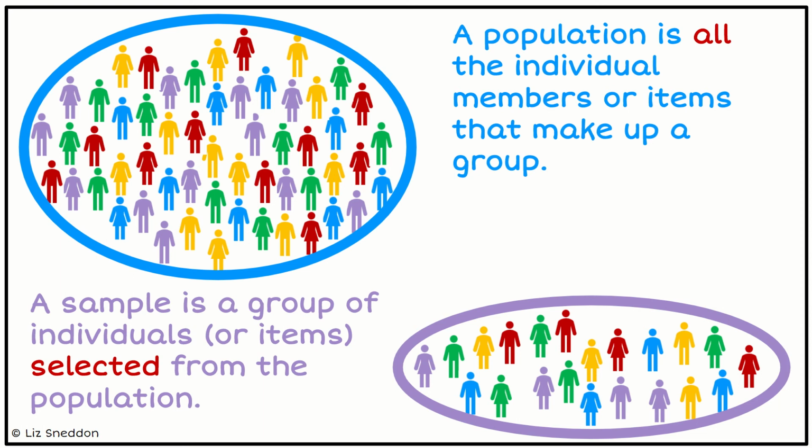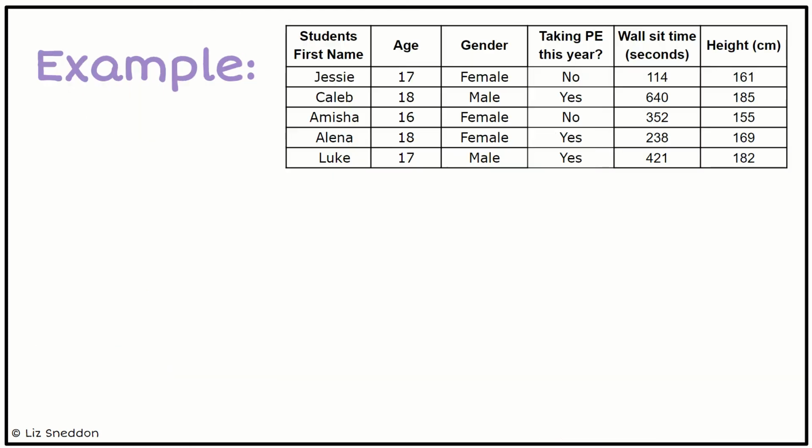So a reminder, the population is everybody that I'm interested in, whereas a sample is just a selection from that population. So if my population is all the students at school, my sample might just be my class at the school, or a random selection of other Year 11 students, for example.